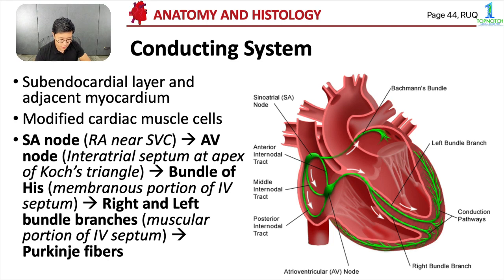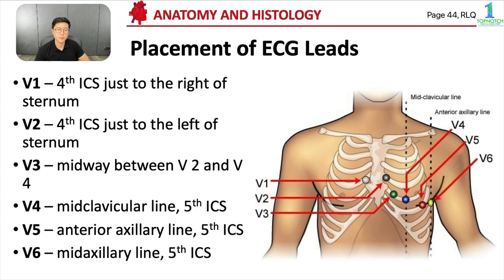Another important structure would be your conducting system, found at the subendocardial layer and adjacent myocardium. And these are made of modified cardiac muscle cells. So we start with the sinoatrial node, and the impulse travels to your atrioventricular node found at the interatrial septum at the apex of Koch's triangle. It now goes to the bundle of His, which is found at the membranous portion of your interventricular septum, and it divides into your right and left bundle branches, which is now found in the muscular portion of the IV septum, and then it goes to divide into your Purkinje fibers.